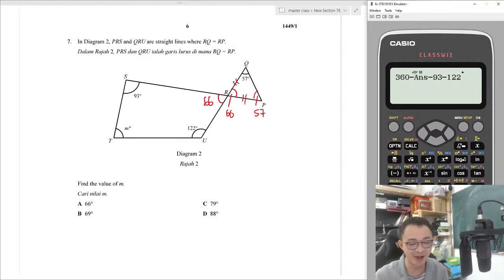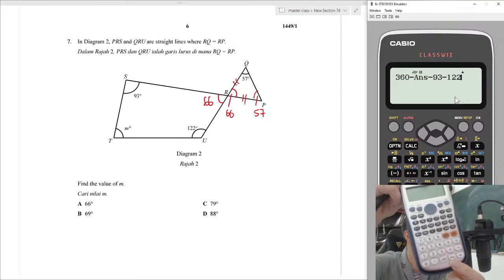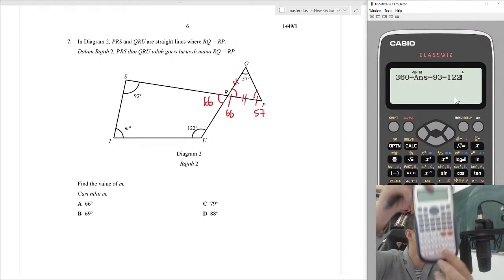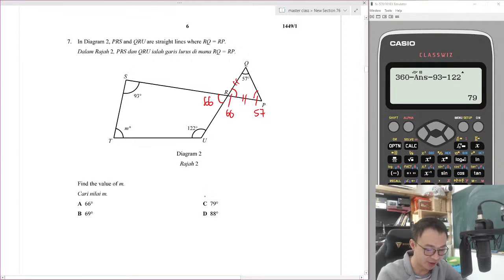You realize whenever I always use back the answer before. So you see when I type on the calculator, you will always see ANS. So if I straight away type ANS in my calculator, I am actually using back my previous answer. You have the ANS at the bottom here. Yeah, you should be able to see ANS here, right? This one. Yeah, then I get the answer, 79. Answer will be C. Okay, it's very easy.